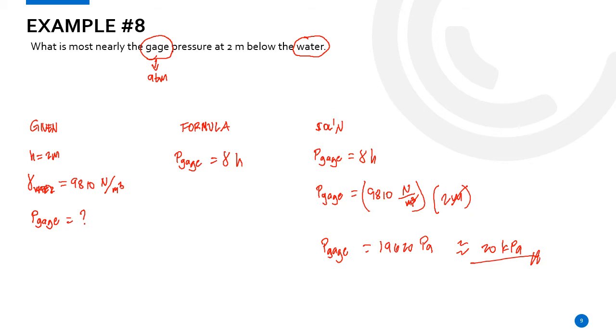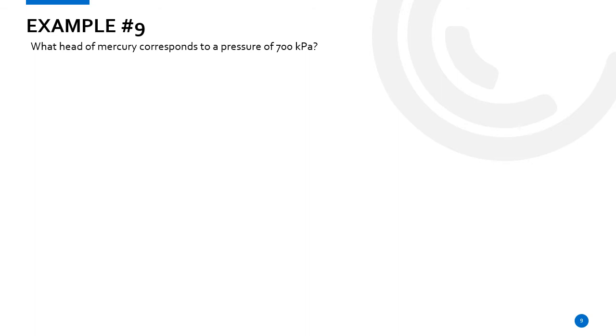Okay? So another example. What head of mercury corresponds to a pressure of 700 kilopascal? So mercury na po ang gamit diri karon, no? Given ta. Given pressure nga gihatag nga 700 kilopascal. Then gihatag mercury, so makuha nato ang specific gravity ni mercury nga 13.6, di ba? Specific weight ni water nga 9810. Then ang gipangita nato is ang height lang.